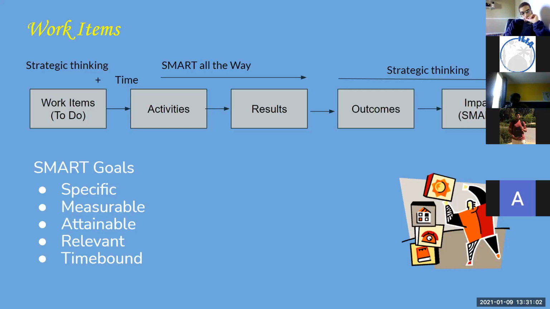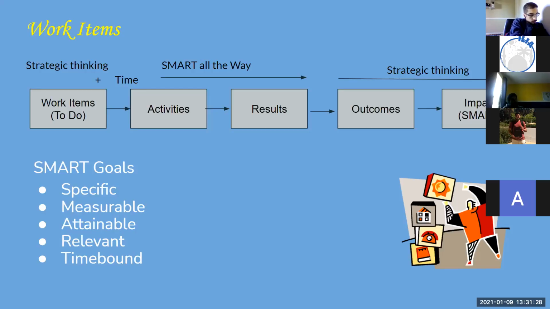But for now, I just want you to grasp two things. The concept of a work item, which is basically an item in a to-do list, just a random thing that you identified, and the concept of an activity, which is a work item plus some time element associated with it. All right. Any questions on work items or activities? Okay.